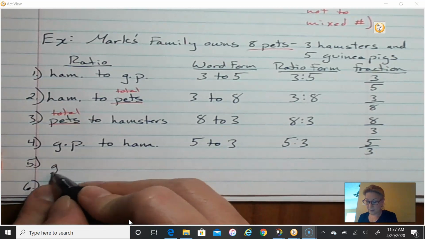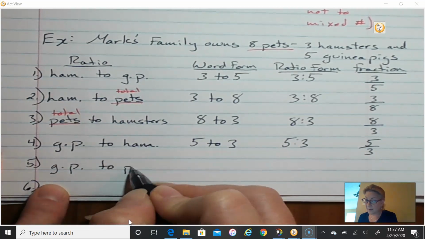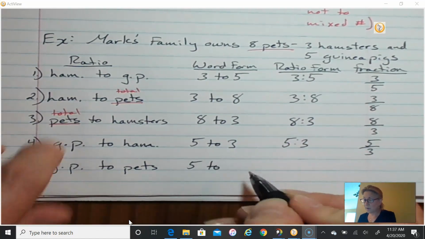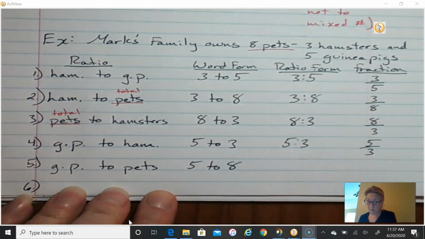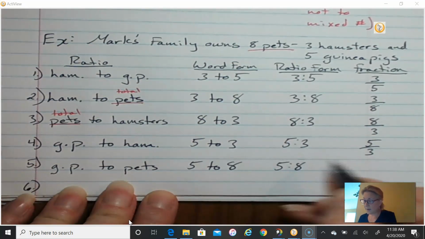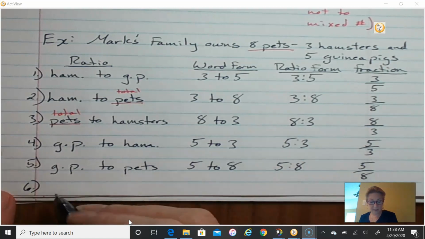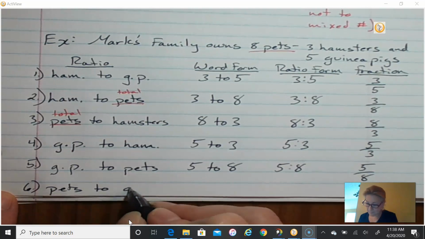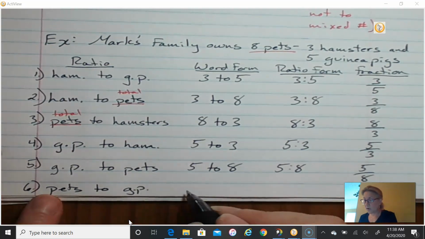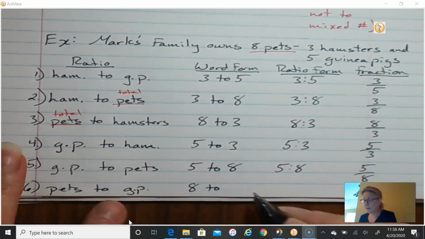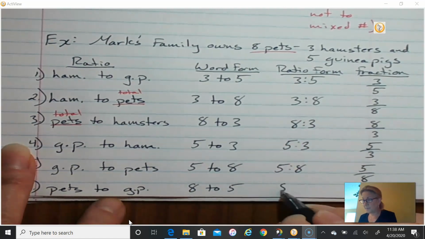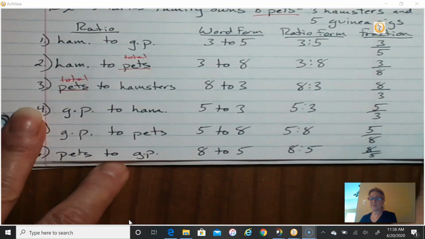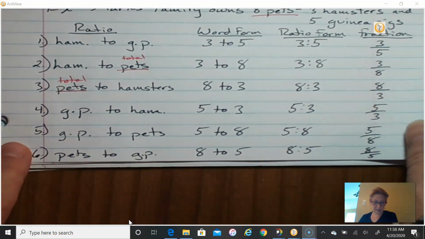Let's see, guinea pigs, 2 pets. Again, total number. There's 5 guinea pigs. There's a total of 8 pets. So it's 5 to 8. 5 to 8. And the last one, pets, 2 guinea pigs. There's a total of 8 pets to 5 guinea pigs. Okay, so we got that down.